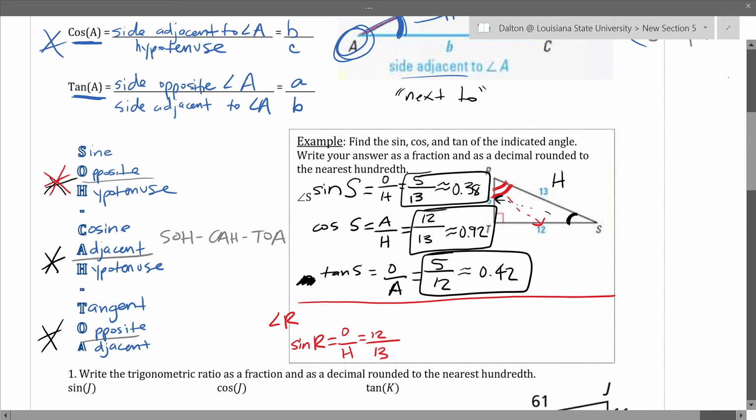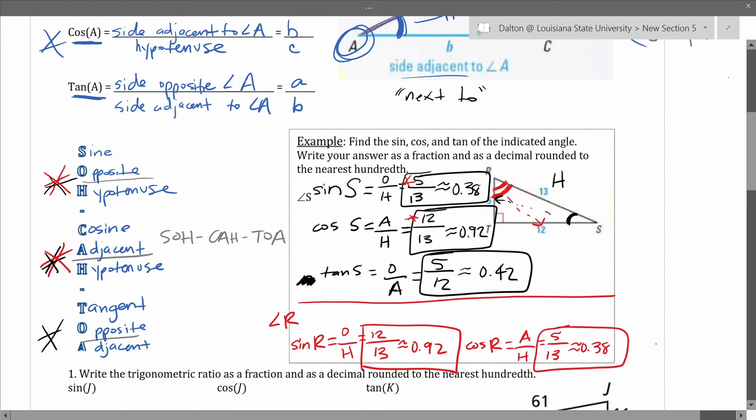12 over 13, you could plug it in your calculator again, although look up here, it's actually the same as in this fraction. So 12 over 13 is approximately 0.92. So the sine of R is 12 over 13. The cosine of R, again, you use adjacent over hypotenuse. But this time, adjacent from angle R, the side touching angle R is 5, and the hypotenuse is 13, which you've already done, 5 over 13 over here. As a decimal, it's about 0.38.